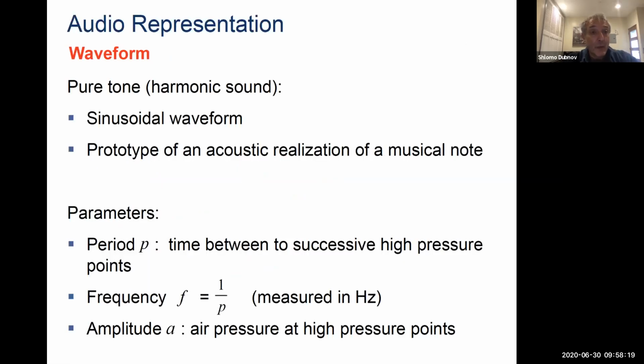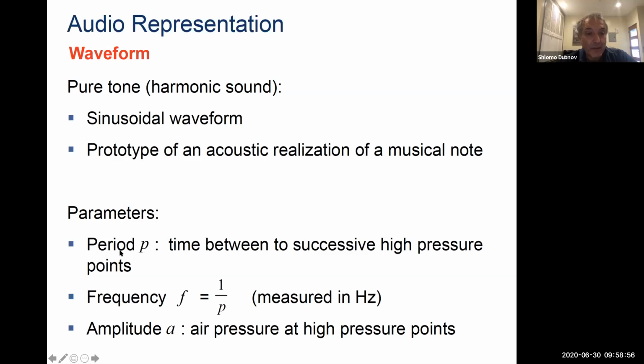So to summarize the waveform, if it's a pure tone, you have a sinusoidal waveform, which doesn't have other harmonics. But you can have more partials if this is a periodic, nicely repeating sound, but the shape of that waveform is not a pure sinusoid. And in some sense, the sine wave is our basic, the simplest acoustic waveform, or we can call it the prototype of an acoustic realization of a musical note.